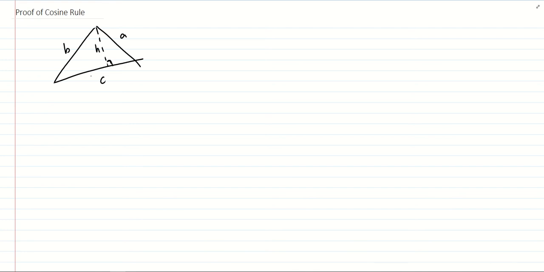And let's perhaps label the length from here to here as x and the other as c minus x. So we'll be using the theorems for the right angle triangle itself to help us prove the cosine rule. Basically we will use Pythagoras theorem as well as SOH CAH TOA to help us prove the cosine rule itself. Okay, so let's start.